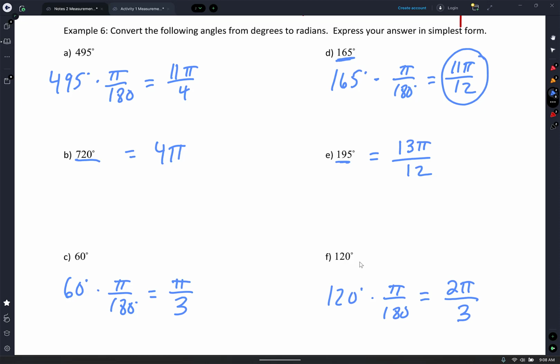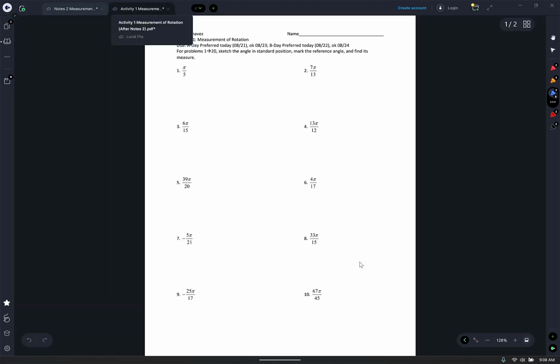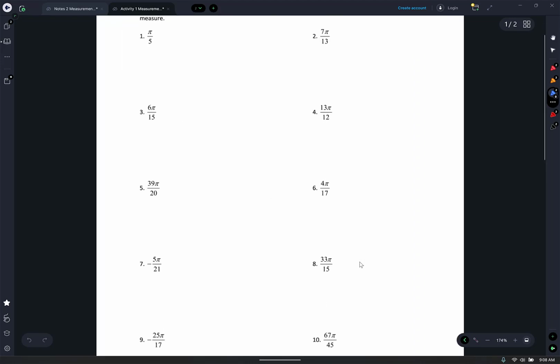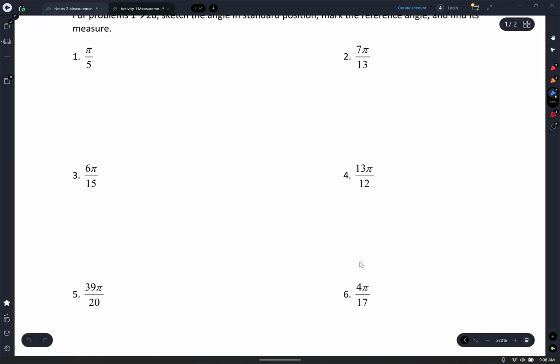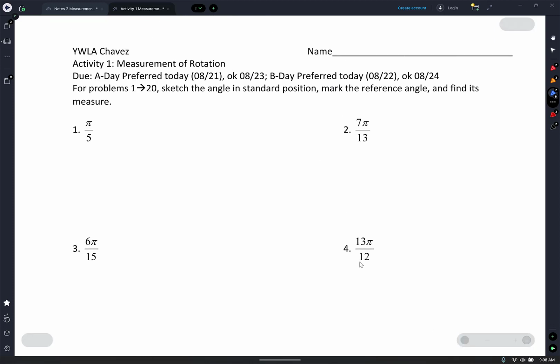All right, guys. I did the odd problems with the other classes. I didn't do all of them. Well, it depends. With one class I did. But I'm just going to do a few until you guys are ready, and then I'll let you guys loose. Cool? All right. So look at number 1. So I guess let's read the directions first. For problems 1 through 20, sketch an angle in standard position, mark the reference angle, and find its measure.